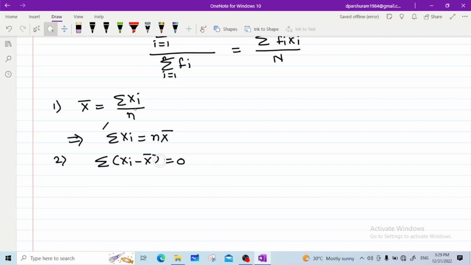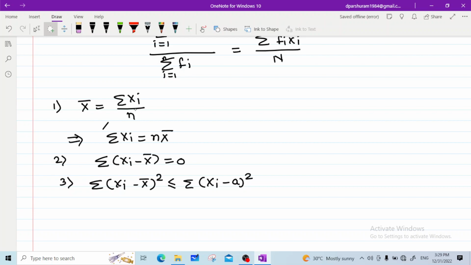Then third property is the sum of squares of the deviations taken from arithmetic mean is minimum. That is, summation (xi minus x bar) whole square is less than or equal to summation (xi minus a) whole square. Then we see the property effect of change of origin and scale.